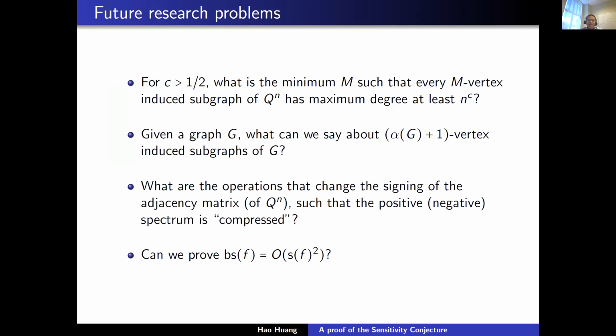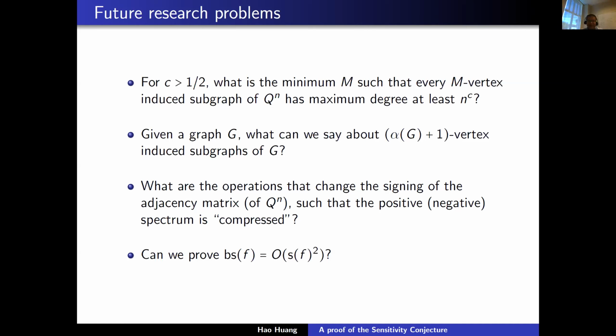And the second problem. Now, we know alpha of G is the independence number of a graph. If you just take alpha vertices, then it's possible that the induced subgraph is empty. So what happens if you take alpha plus 1 vertices? Can you say something about its number of edges, its maximum degree, or maybe the largest eigenvalue? Here you might need to assume that the graph is very symmetric, maybe vertex transitive, or maybe even some Cayley graph. So it will be very interesting to see for which graphs this spectral lower bound is actually tight.